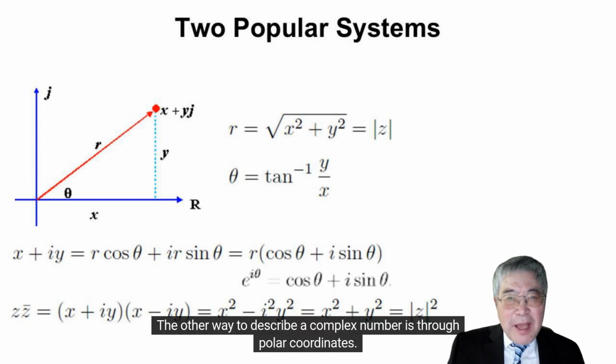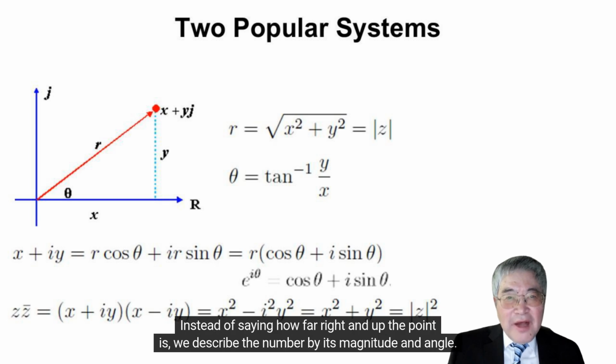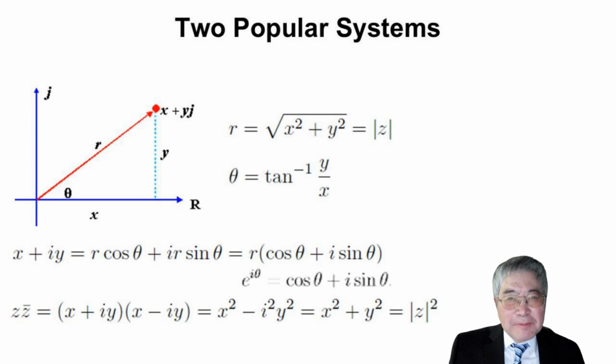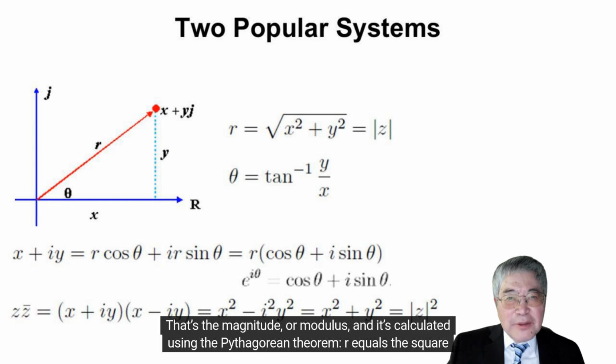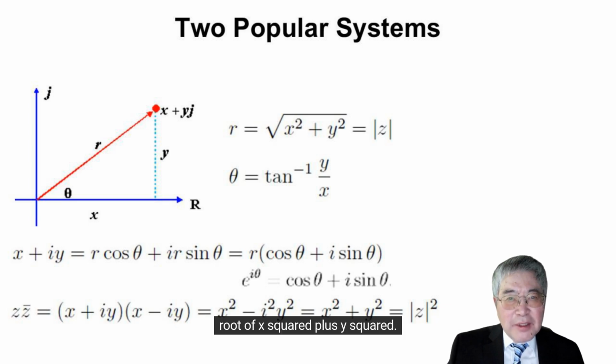The other way to describe a complex number is through polar coordinates. Instead of saying how far right and up the point is, we describe the number by its magnitude and angle. So what does that mean? We draw a line from the origin to the point, that's the complex number, and call its length r. That's the magnitude or modulus, and it's calculated using the Pythagorean theorem. r equals the square root of x squared plus y squared. This is also written as the absolute value of z.